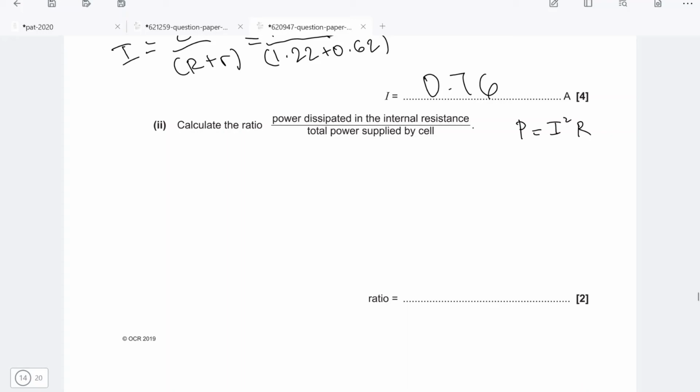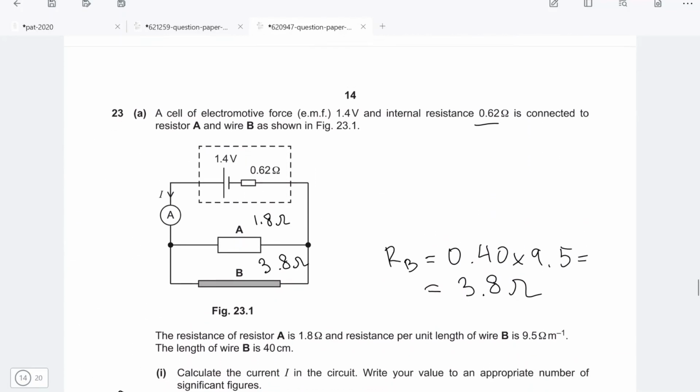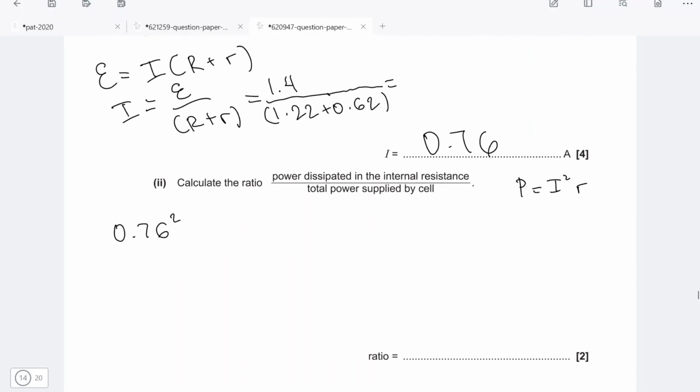Now, rather than just R in general, I'm going to write the internal resistance r. So our power dissipated by the internal resistance will actually be equal to our current, which is 0.76 squared, times our internal resistance, which if we look over here is 0.62. So times 0.62.